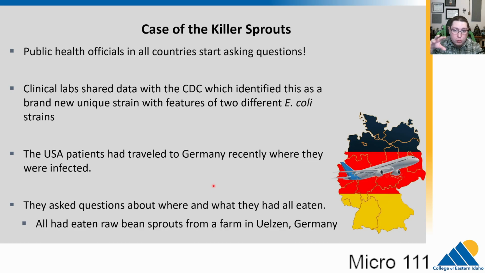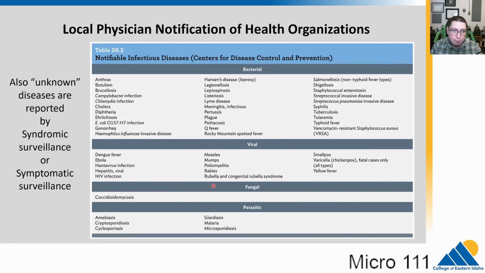So we worked with the data from the incidents, and we start correlating things. And this is where it's really important to have reporting and databases. Local physicians are required to notify the CDC of specific cases of infectious disease, things like anthrax, botulism, cholera, syphilis, typhoid fever, measles, Ebola, obviously, Giardia, things like this. So there's a whole list of diseases that they're required to report.